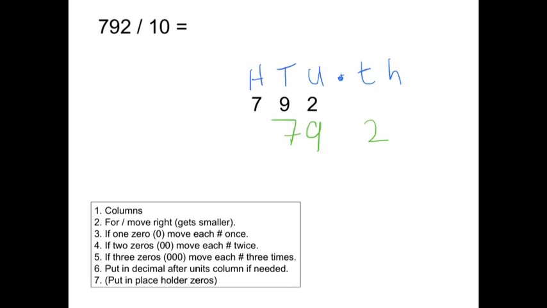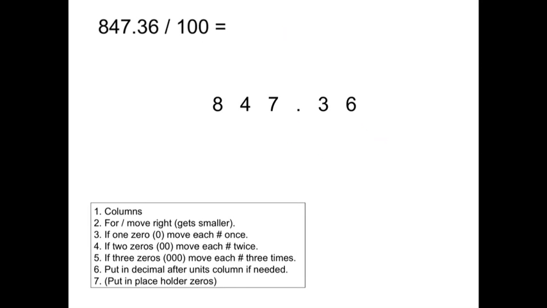Now, last thing, it says down here that I need to put my decimal in after the units column if I need, and I need to put in the placeholder zeros. Well, I don't really need any placeholder zeros here, but I do need a decimal down this column. So I'm going to put my decimal points in now. The answer then to 792 divided by 10 is 79.2.